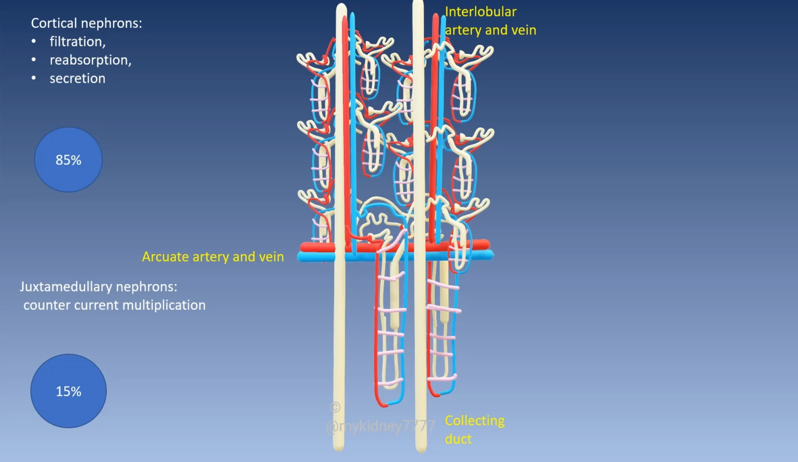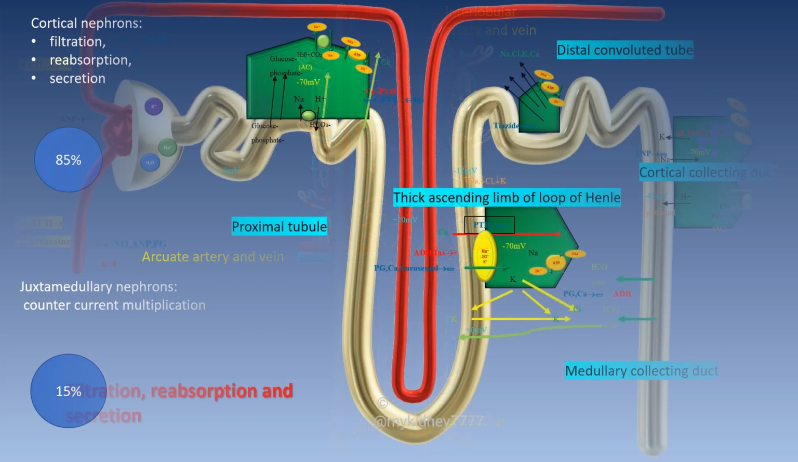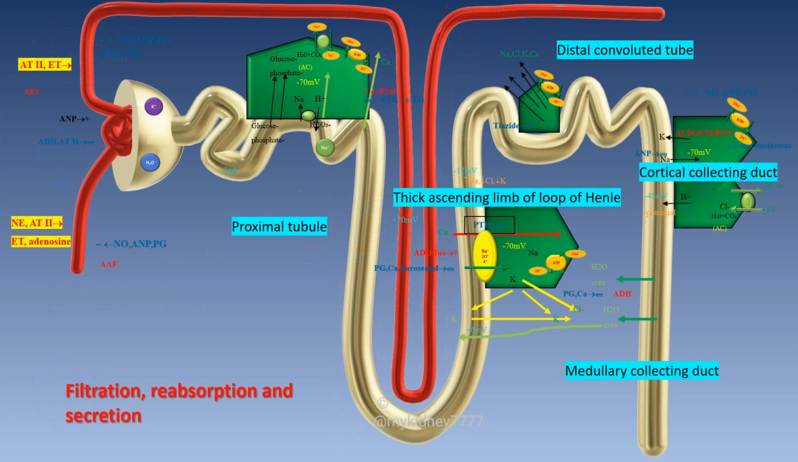In the meantime, the juxtamedullary nephrons are involved in the mechanism of concentrating and diluting urine, the countercurrent multiplication. Filtration is dependent on the afferent arteriole pressure, efferent arteriole pressure, oncotic pressure and retrograde urinary pressure, important in obstruction. Its regulation will be discussed later.